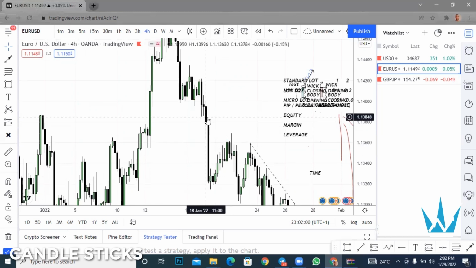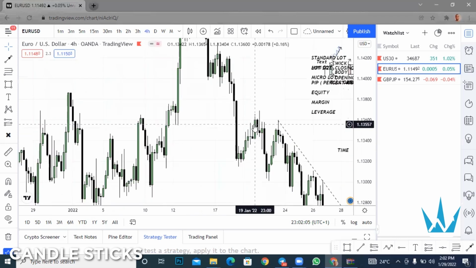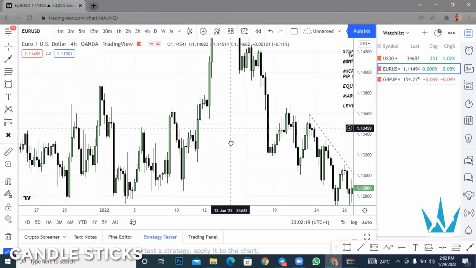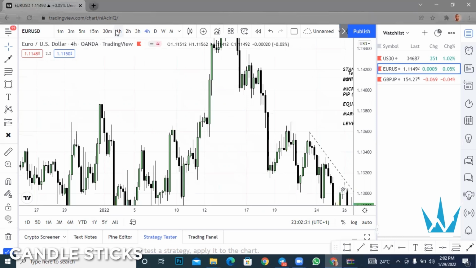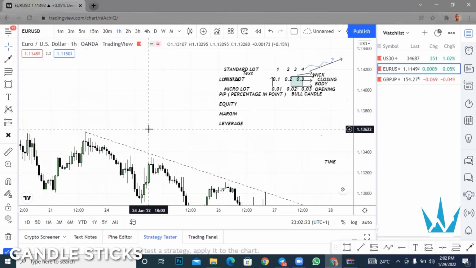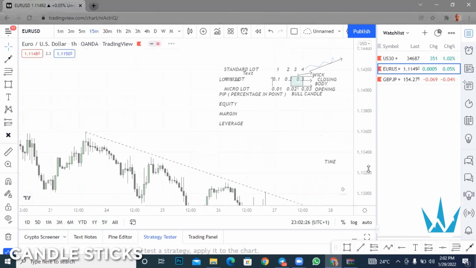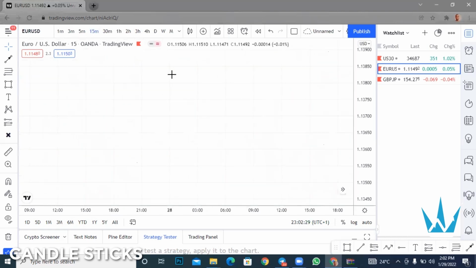Once 4 hours elapsed, boom, it stops wherever it was still forming. Immediately it pauses at whatever level it is, and then a new one forms. Keep dancing, keep dancing. Once 4 hours elapsed, it pauses and the next one forms. It happens on every time frame. In the 1 hour time frame, it takes 1 hour for each candle to form. In the 15 minutes time frame, which I was on before, it takes 15 minutes for each candle to form.